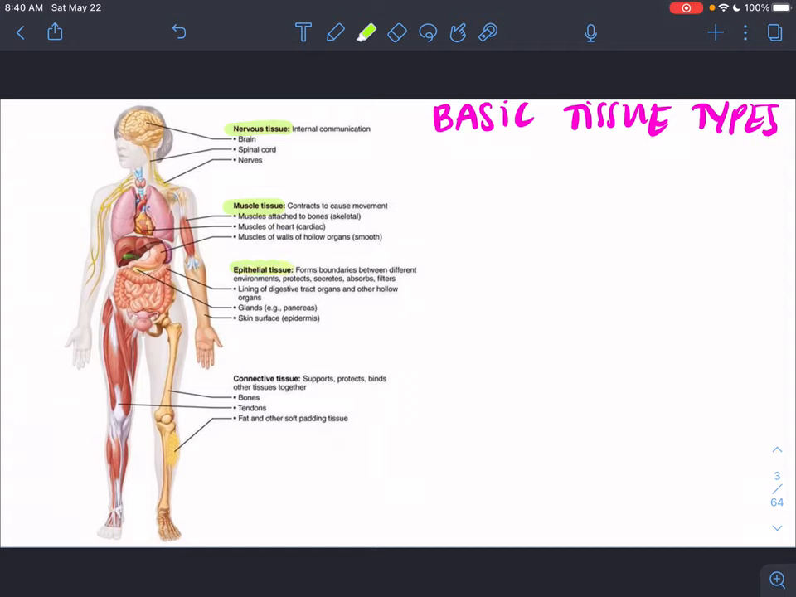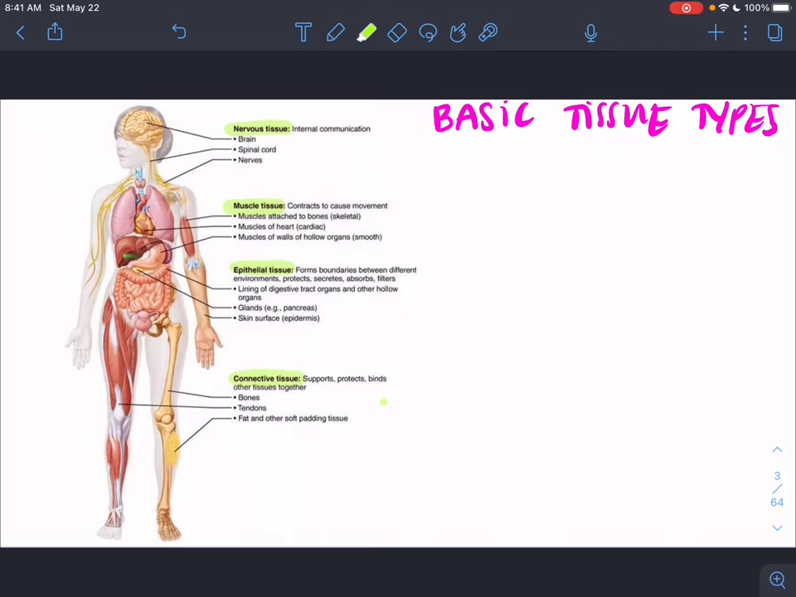Epithelial tissue forms boundaries between different environments. Okay, it's going to protect, secrete, absorb, and filter. So the lining of your digestive tract, all of your skin covering, the tissue that makes up the glands, that's all epithelial tissue. And then connective tissue is just there to support, protect, bind, and hold other tissues together. Okay, so connective tissue is kind of a broad category, but anything that's not one of the other three is going to fall into connective tissue. So bones, tendons, fats, and other soft padding tissues.